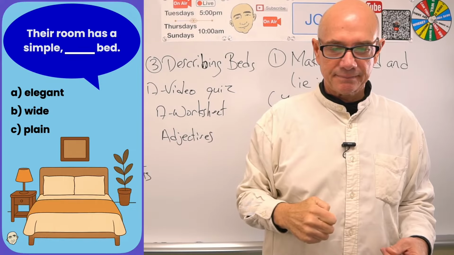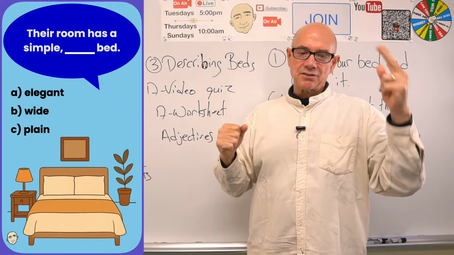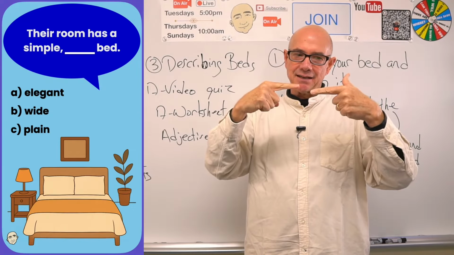Okay, let's have a look. Now, I see wide. The simple wide, I guess that could match. Right, wide bed. A simple wide bed. Yeah, that could also match. Elegant, I would say no. I wouldn't say that simple and elegant. Those don't really match. So simple would almost be the opposite of elegant. Yeah, so elegant and simple do not match.